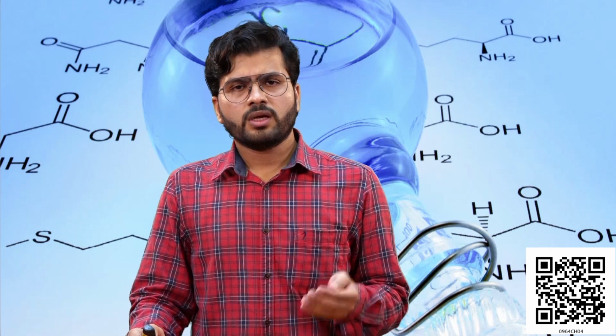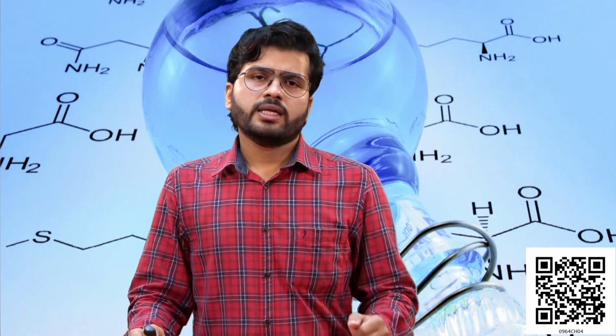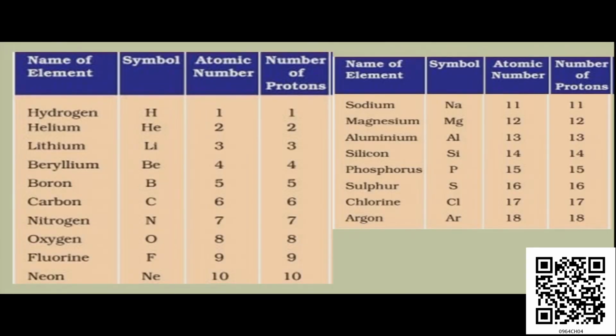We will take some examples of different elements where we will determine the atomic number of those elements. So, look at that table. Hydrogen, the symbol is H, its atomic number is 1. What does that mean? That means the number of protons present in the nucleus of hydrogen is 1. So, also the number of electrons will be 1 in a neutral atom of hydrogen. Similarly, if you look at the example of helium, atomic number is 2. That means the number of protons is 2.